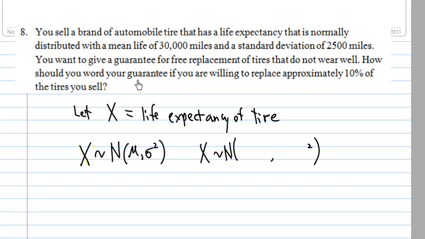So let X be the life expectancy of tires in terms of mileage. Then we know that X is normally distributed, and for a normal distribution we know there's a mean mu and variance sigma squared. The mean is 30,000 miles and the standard deviation is 2,500. So we can write this as X is normally distributed with mean 30,000 and standard deviation 2,500, and so the variance is 2,500 squared. What does this information mean?